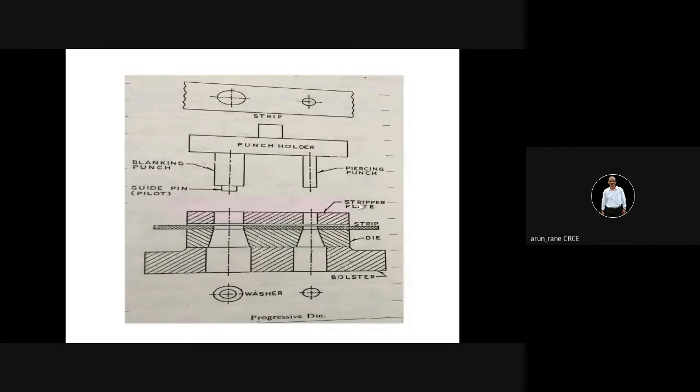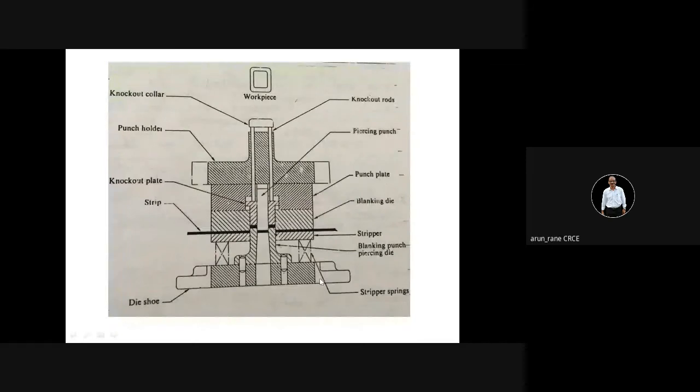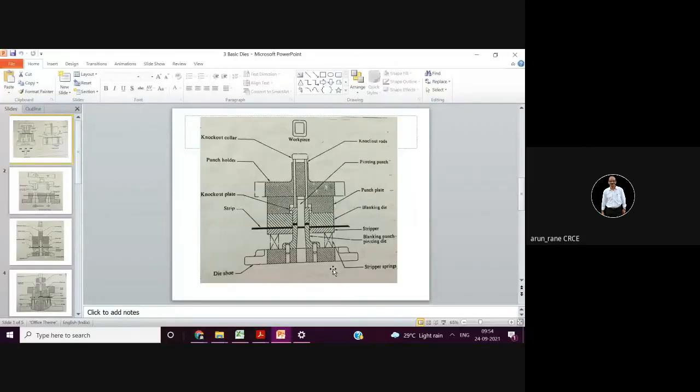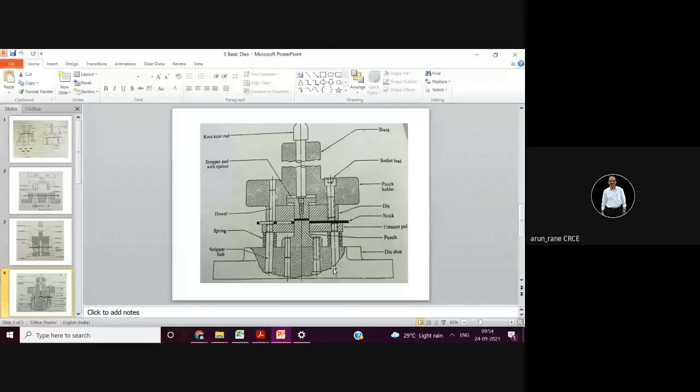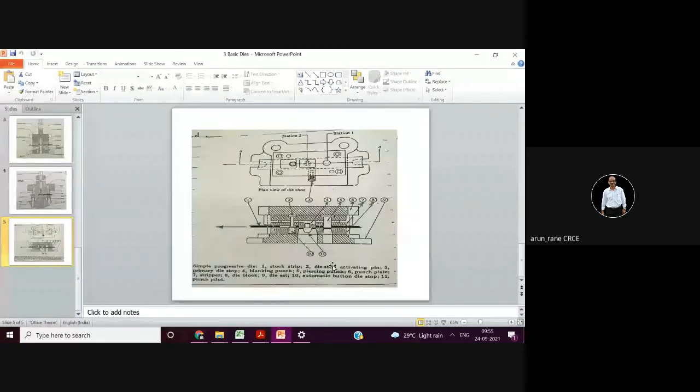So I hope this progressive type is clear. This is your compound die. Piercing and blanking are taking place simultaneously. And this is the combination die. And this is a complete press tool.